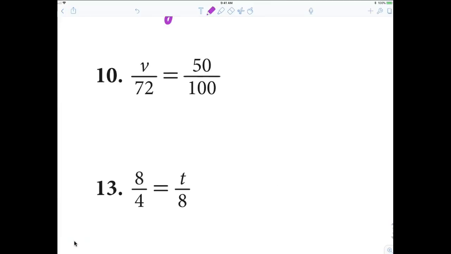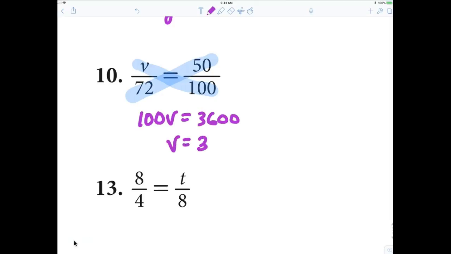All right, cross multiply. So I get 100V is equal to 3,600, right? So V had to be what? V has to be 36.